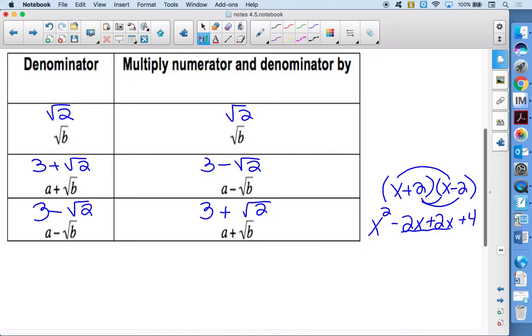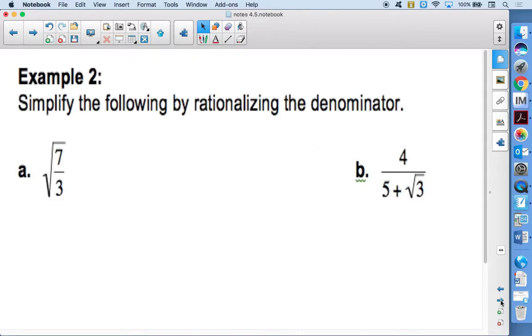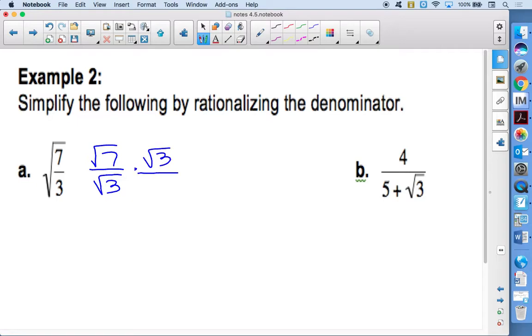On the back page, there's only 4 examples. This is it. As I said, just a little bit of notes, a little bit of problems to look at and go over. The first one is something we've already done, where we have the square root of 7 divided by the square root of 3. So this is just the one number case. You've got one number in the denominator. If we want to get it out of the denominator, we need to multiply by just that number, the square root of 3.